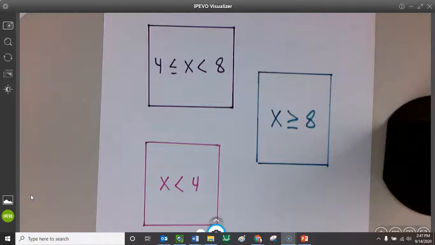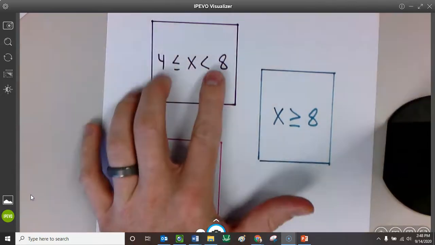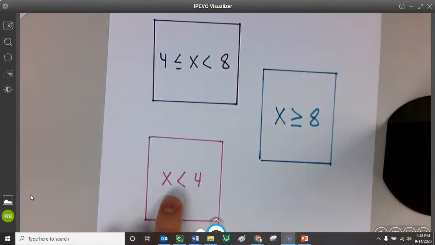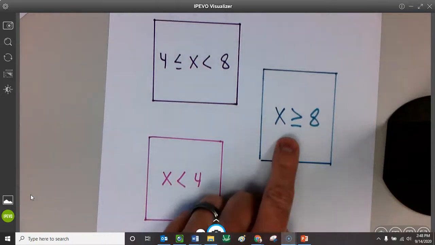All right, we're back. What you guys see right here, I'm going to call some bins or some boxes. And each of these boxes have intervals on them. So it looks kind of like what we did on the sideboard last week. Right? We have to know how to say these things. This says between 4 and 8, including 4. This says less than 4. This says anything greater than or equal to 8.